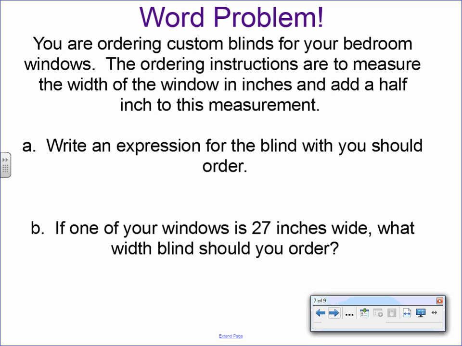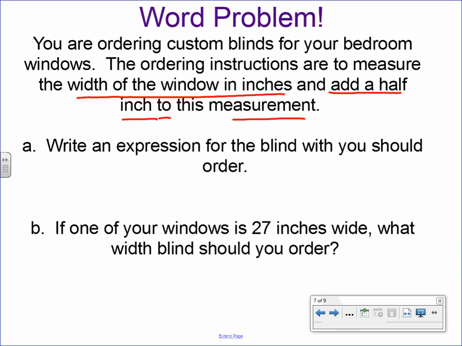Okay. First sentence, you are ordering custom blinds for your bedroom windows. Is that important? Not really. Okay. Ordering instructions are to measure the width of the window in inches and add a 1/2 inch to this measurement. What did you write down? Something there is important for sure. Go ahead. Okay. Width of the window in inches. Anything else? Add a 1/2 inch to the measurement. Like it. Good. Okay. Paraphrasing? Yes? I'm not going to write everything down word for word.